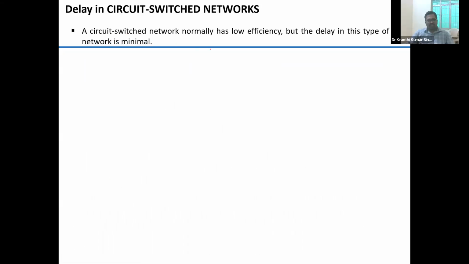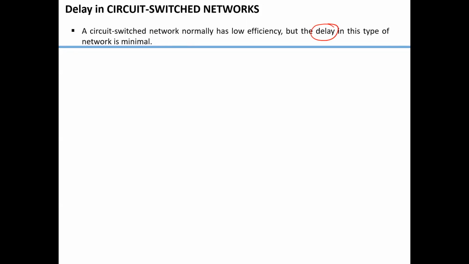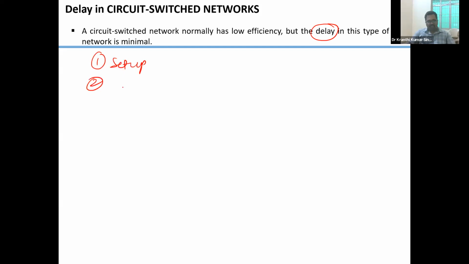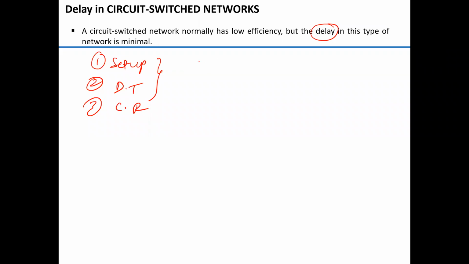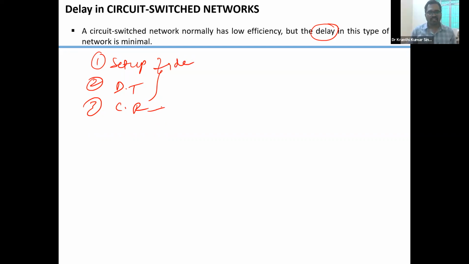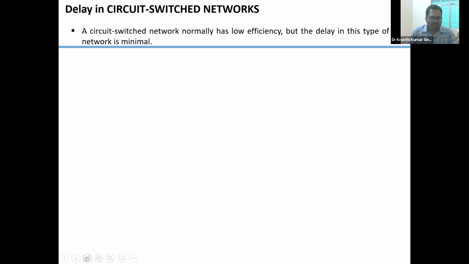Now, a circuit switched network normally has low efficiency, but the delay in this type of network is minimal. So what is delay? Time to transfer. In circuit switched networks, we have three phases: first setup, second data transfer, third connection release. Among those three, which one do we call a real delay? In the setup phase, are you transferring actual data? No. So we call it a delay. During connection release, are you really transferring data? No, sir. So only in data transmission are we using actual data. But let us see what the different types of delays are here.